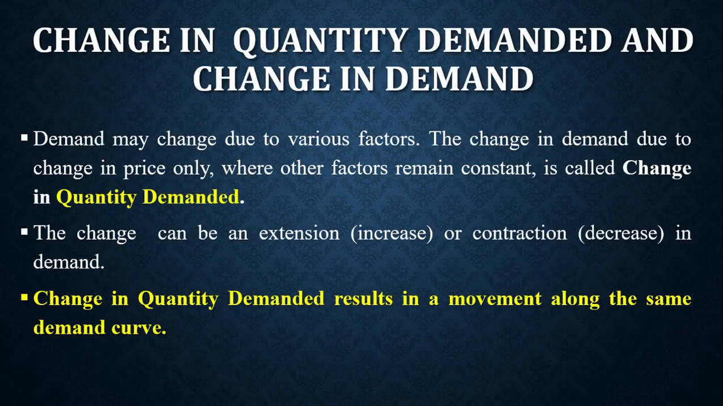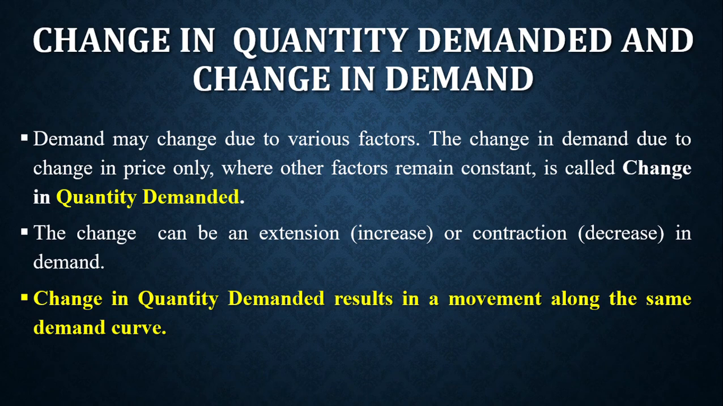Now we want to look at change in quantity demanded and change in demand. There is a little bit of a difference here. One is called change in quantity demanded and the other is called change in demand. Let's look at change in quantity demanded first. Demand may change due to various factors, which is true. The change in demand due to change in price only, where other factors remain constant, is called change in quantity demanded. So if it is due to change in price only, the price of the commodity, it is called change in quantity demanded. The change can be an extension or an increase, or a contraction or a decrease in demand.